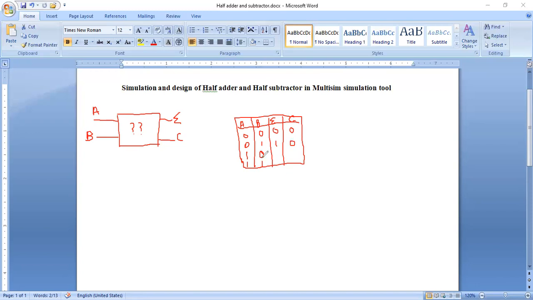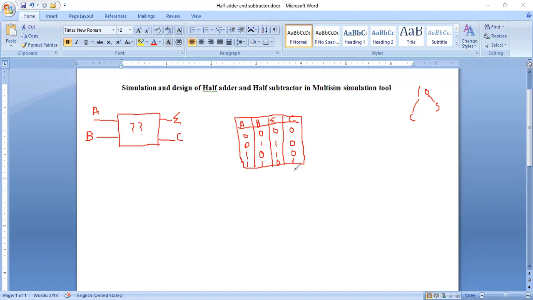And next, 1 plus 0 is basically sum 1, and carry is basically 0. In the last step, we have 1, 1. 1 plus 1 is basically 2, like 2, 1, 0. In that case, this 0 is basically the sum, and this 1 is basically the carry. So I need to write sum 0, and now carry is 1. So we have just designed the truth table.